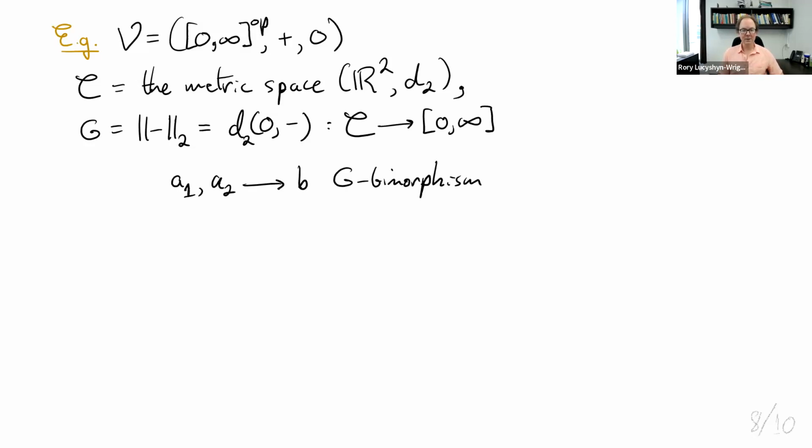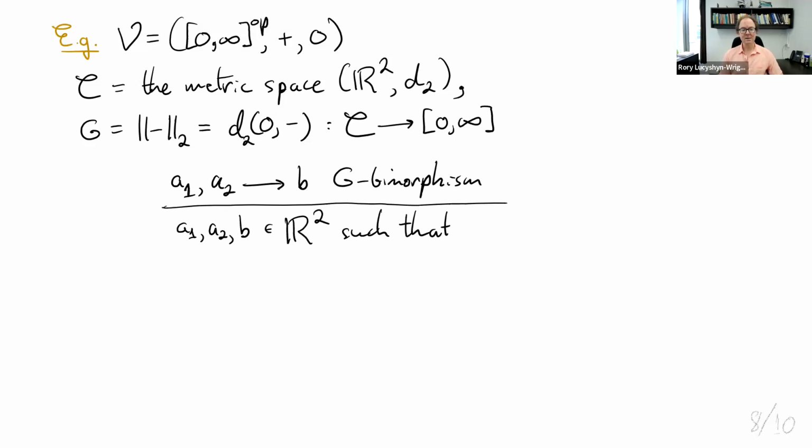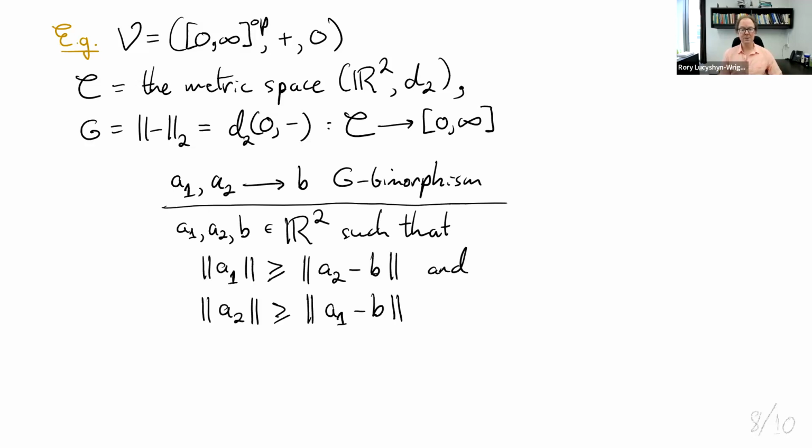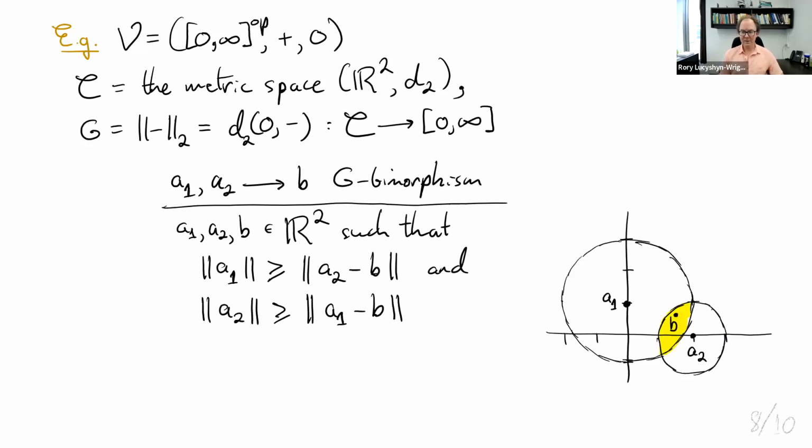And we can look at what G bimorphisms are in this setting. What are they? A G bimorphism in this setting is simply given by 3 points in the plane, A1, A2, and B, points in the plane, such that the following inequations are satisfied. And so if we look at an example, if we take A1 and A2 to be these points, then we have a G bimorphism to a point B, if that point lies in the intersection of the indicated circles.